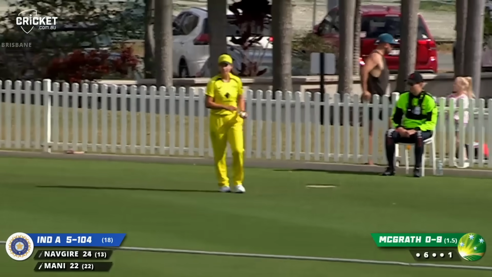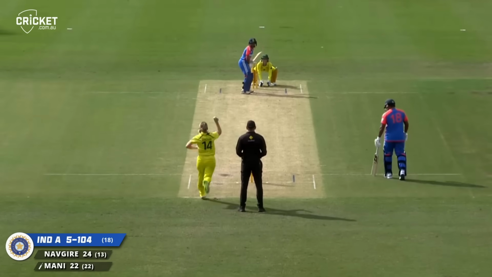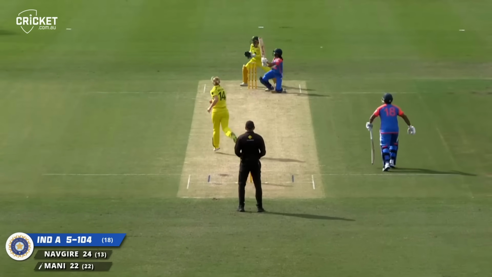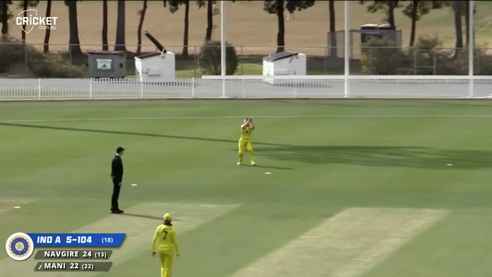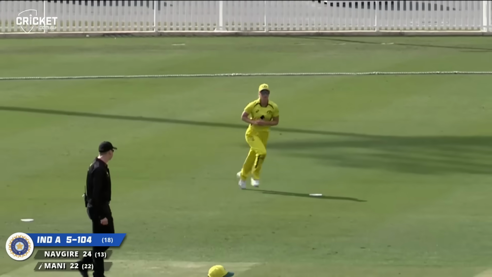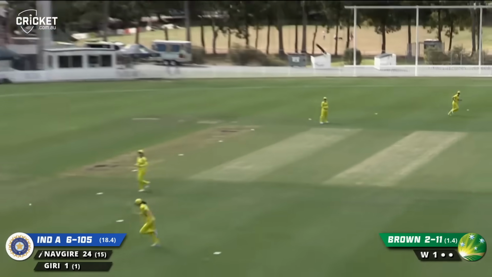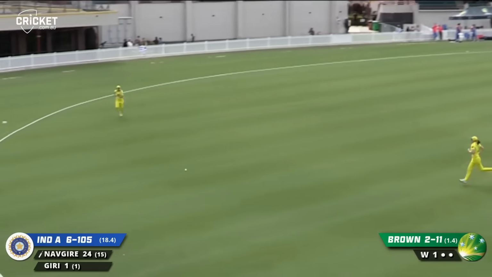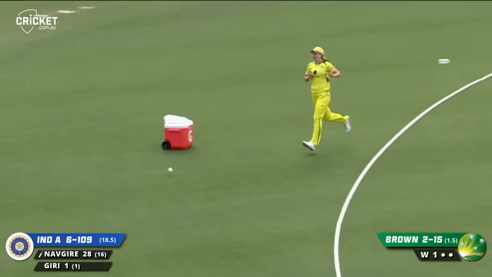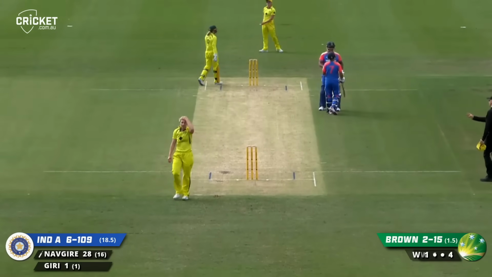India A, 5 for 104. Was to just manipulate the strike. Attempted ramp into the hands of Sophie Day. Oh, super shot. Pierces the gap inside the offside ring and gets to the rope. Navgiri, another boundary for her.